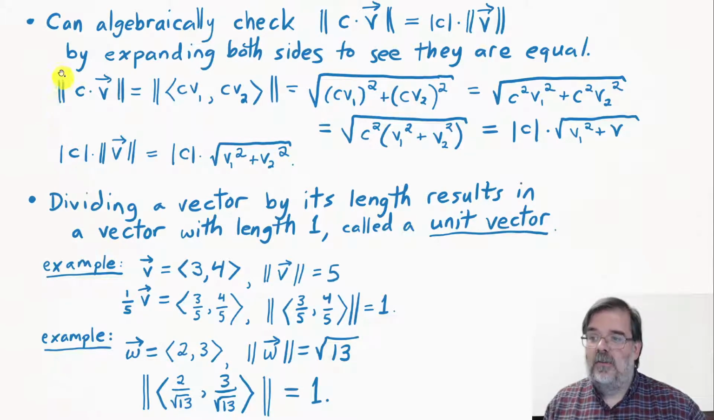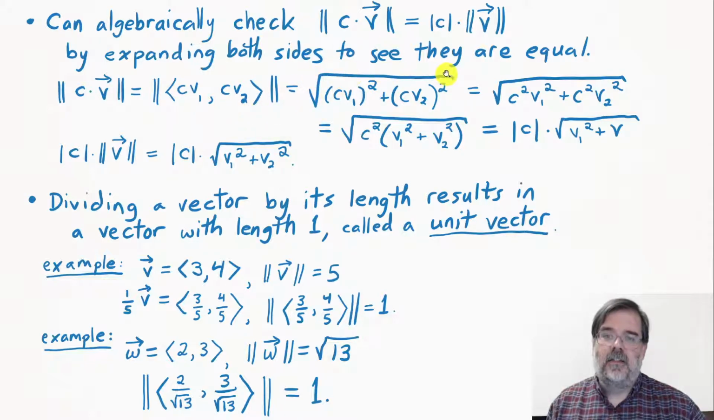On the left-hand side, we have the length of c times the vector v. C times the vector v, that's the vector c times v1, comma, c times v2. To find the length of a vector, it's the square root of the first component squared plus the second component squared. And so we have this square root of the sum of squares. Now we can simplify this even more, because if we have a square of c times v1, that's c squared v1 squared. And the same thing with the second component. That becomes c squared v2 squared.